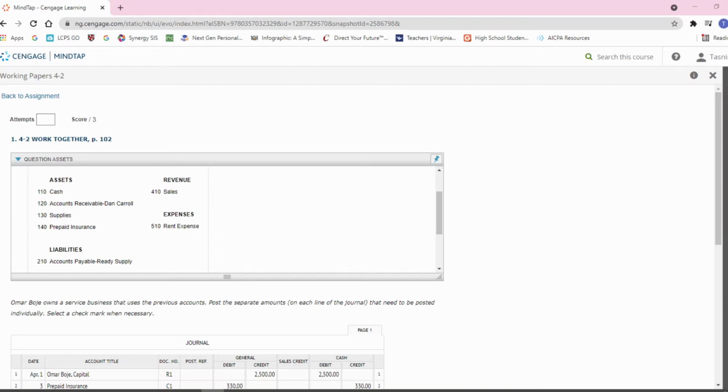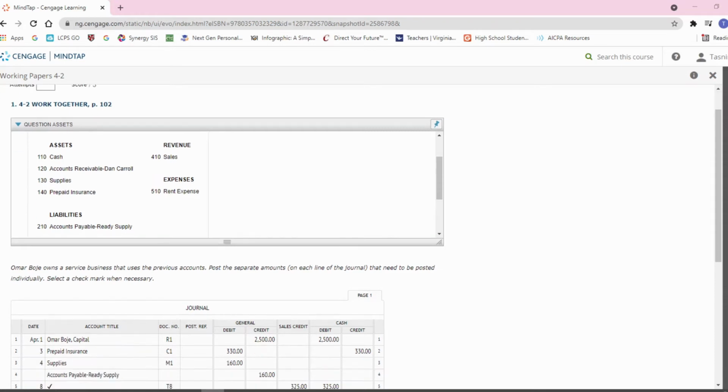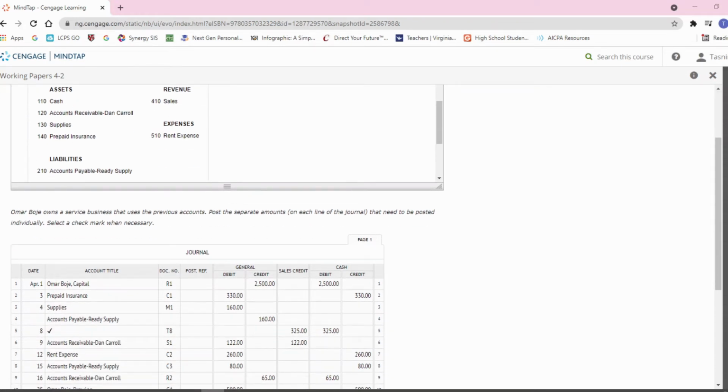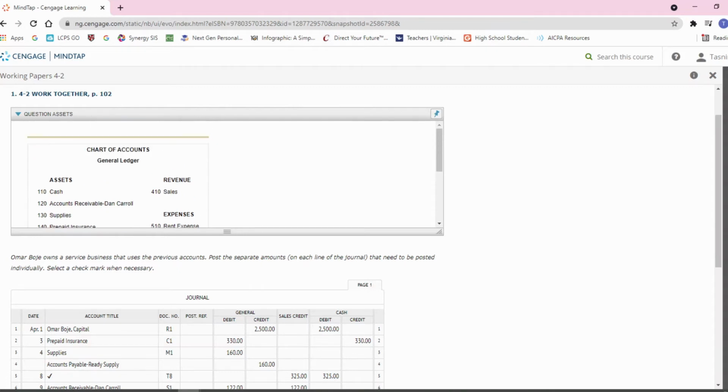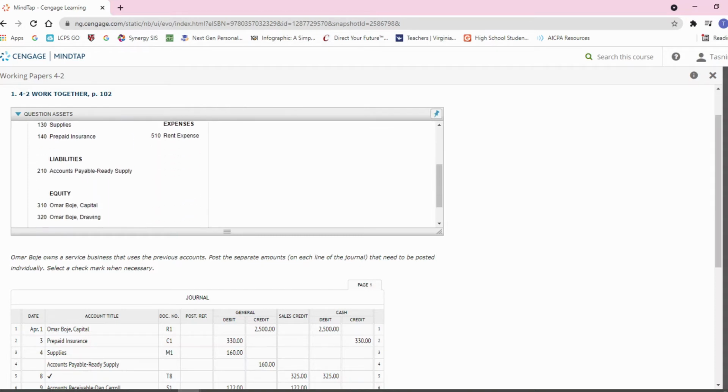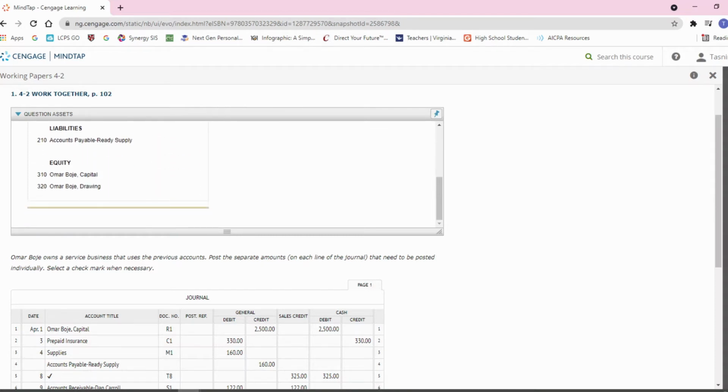So remember, when we do a check mark, that is for the special column accounts. Special column accounts for the sales and cash. Okay, so just to make it easy, let's start by putting the post reference number. In our journal, the post reference number is going to be our account numbers from our chart of accounts. With Omar Boje Capital, let's go to that one first. And that is 310. So in the post reference column, we're going to put 310.